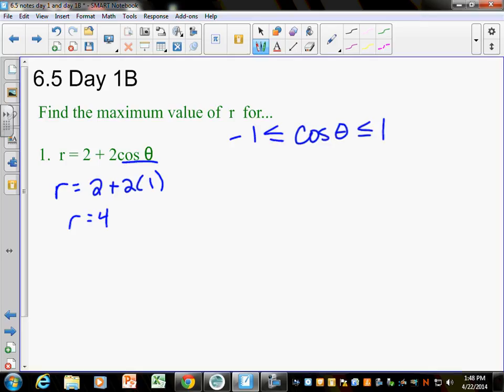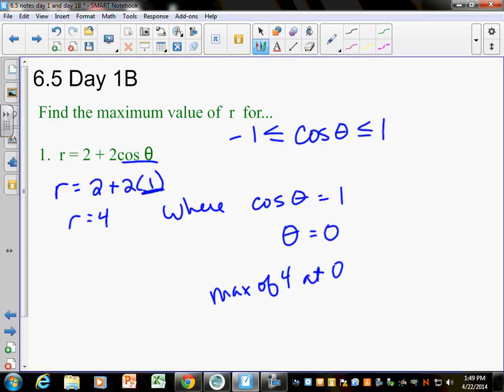Is that required to make a graph? No, but it's helpful because if I know my graph shouldn't go past 4, if I'm making my chart and for some reason I get a value of r past 4, then I know something's gone wrong. On your homework today, they ask you to find the maximum value and where it occurs. And so where it occurs is pretty easy because where does cosine equal 1? Maybe easy. At 0. You could give 2 pi as an answer. You could give 4 pi as an answer, as long as it's where cosine equals 1. I just say 0. So we could say that this has a max of 4 at theta equals 0.